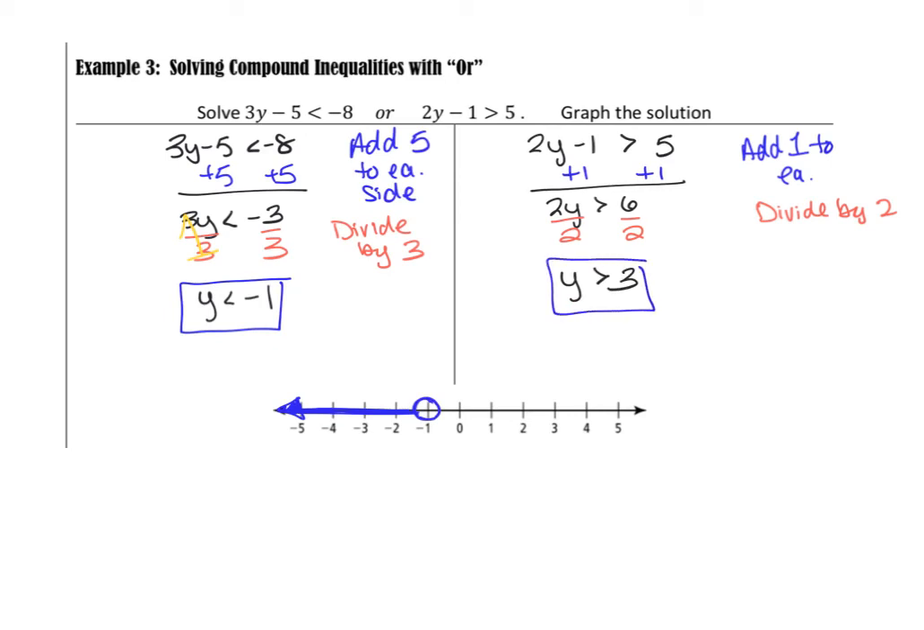So on your graph, you have an open circle at 3, and it would be shaded to the right to represent all numbers that are greater than 3. So remember, OR inequalities will be shaded in opposite directions.